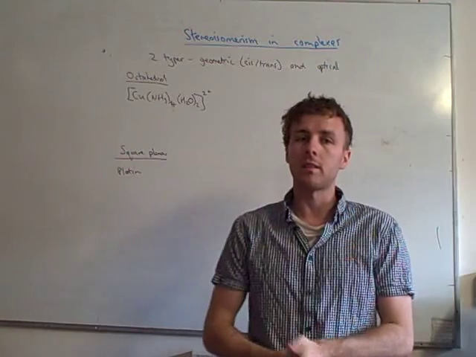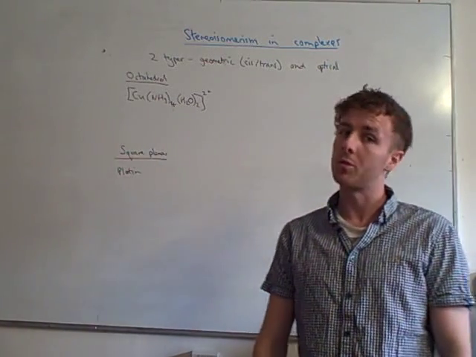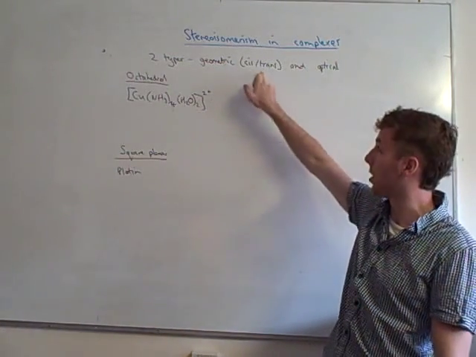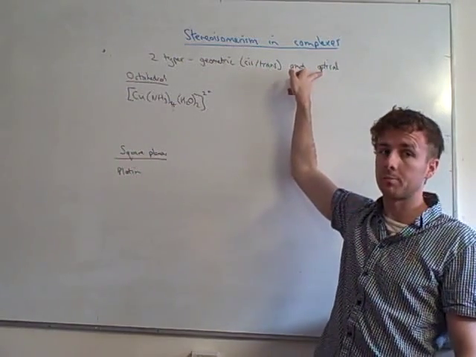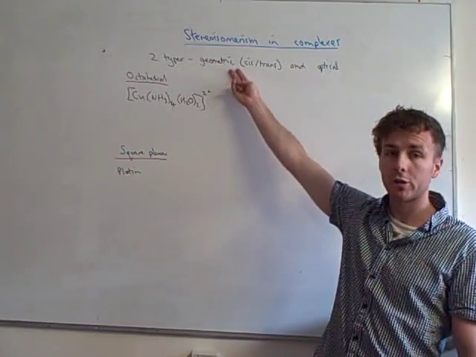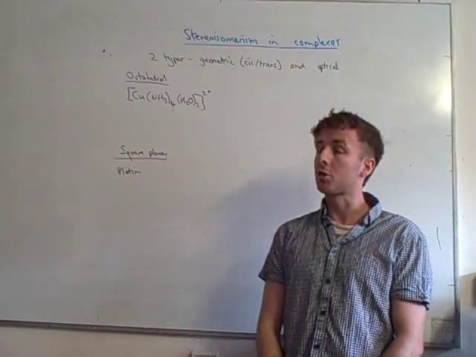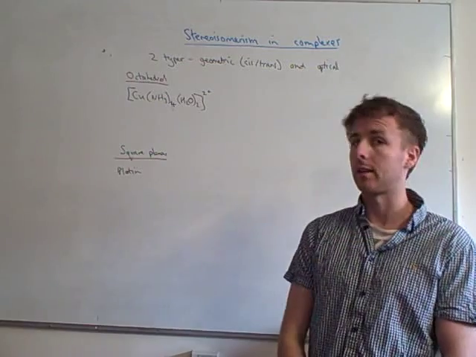Okay guys, so this is stereoisomerism in complexes, and there's two types of stereoisomerism in complexes. There is geometric isomerism, also known as cis-trans or EZ, and there is optical isomerism, and we're talking about both of those today. So the first thing we'll do is geometric or cis-trans isomerism, and there's two shapes of complexes which you need to know about in terms of cis-trans isomerism.